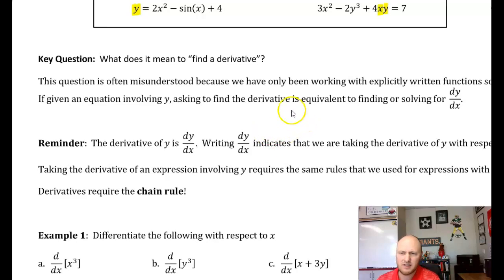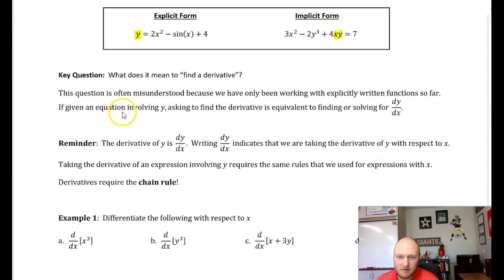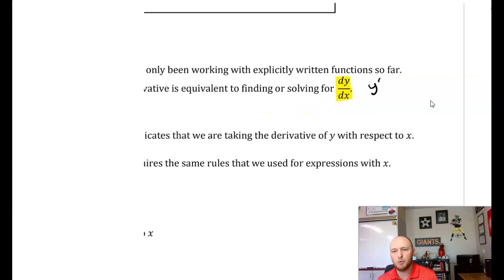And a key question we have, what does it mean to find a derivative? Well, this question is often misunderstood because we have only been working with explicitly written functions. If given an equation involving y, asking to find the derivative is equivalent to finding or solving for dy dx. And again, that's Leibniz notation, and Newtonian would be y prime. Now, Leibniz notation is very important because it tells you what you're differentiating with respect to. I'm differentiating with respect to x, and the derivative of just x, the slope of x, is just 1. So that's very important.